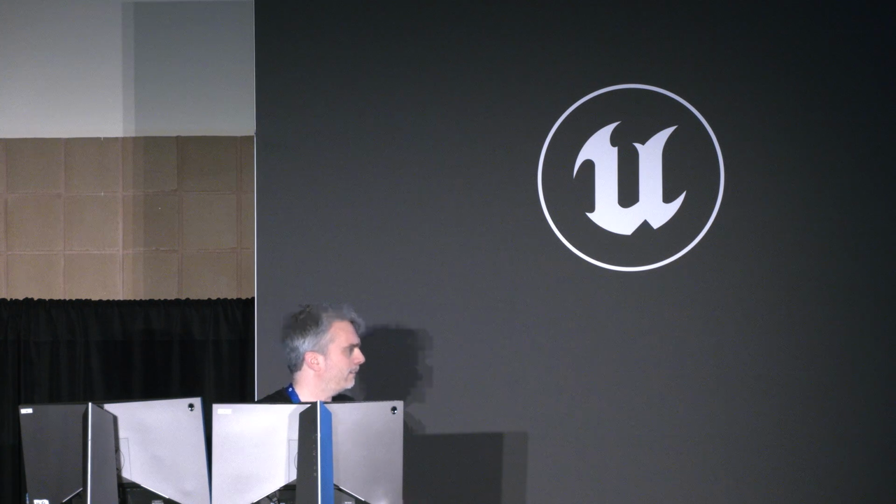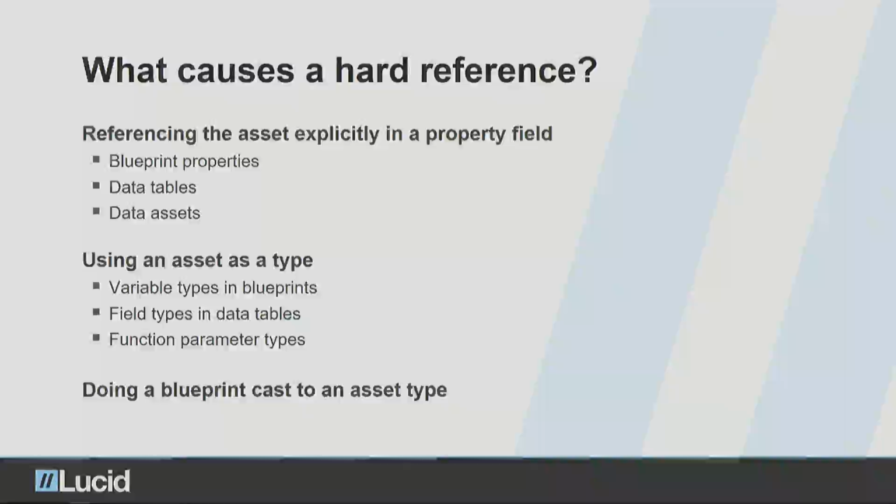Types can be used in various fields, but one of the big ones I've seen, and one of the biggest problems we have, is the blueprint cast. I think a lot of people tend to be unaware of this when developing their projects: whenever you do a cast to a type, you create a hard dependency on that type.